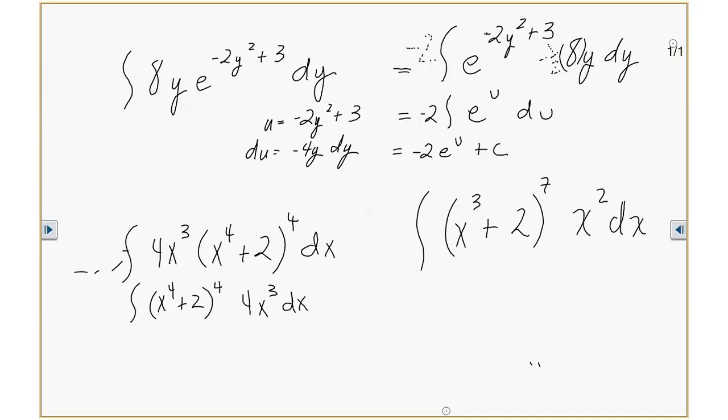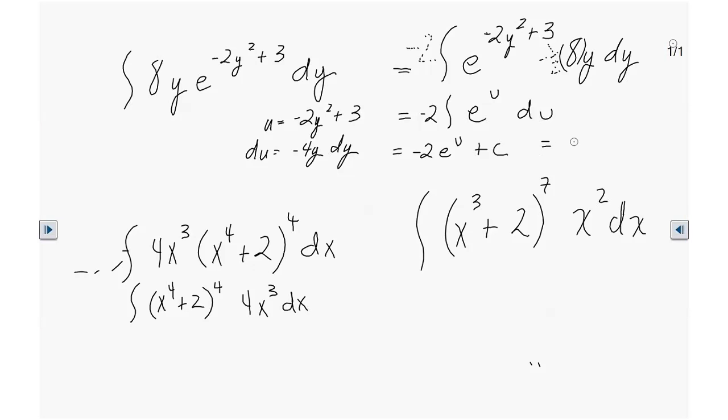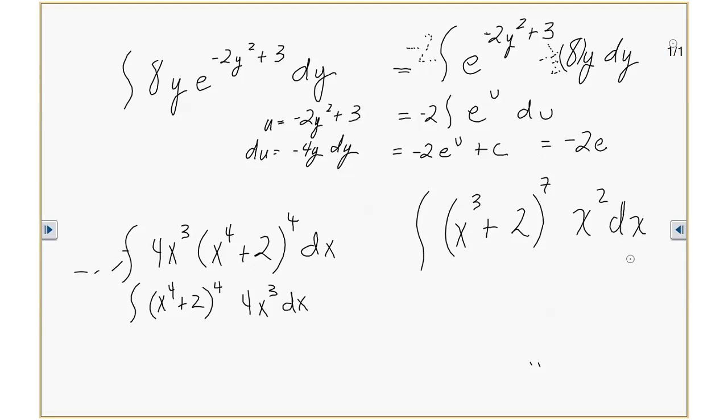And now we plug in u: negative 2 e to the negative 2y squared plus 3, plus c. That's a c. This thing gets a little bit crazy on the right edge. Okay, now if you haven't done 3 and 4, go ahead and do those.